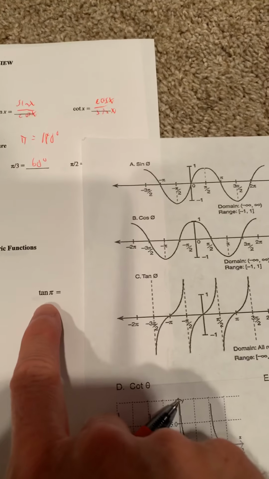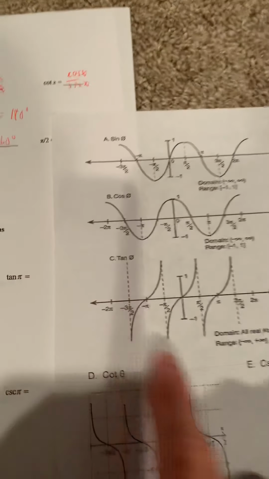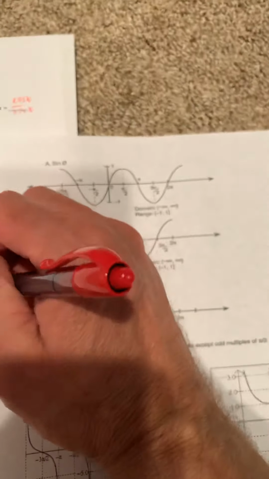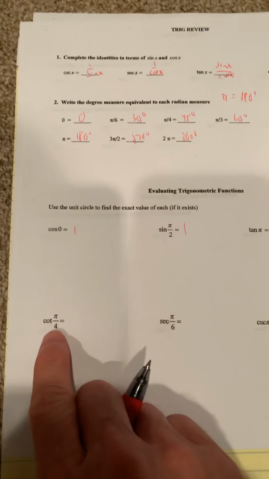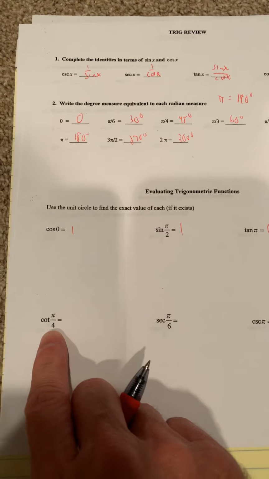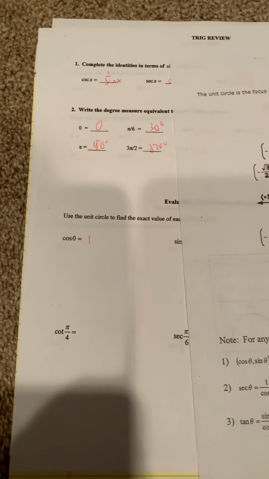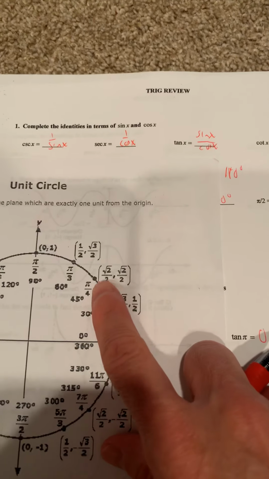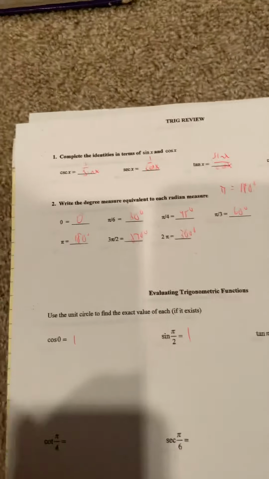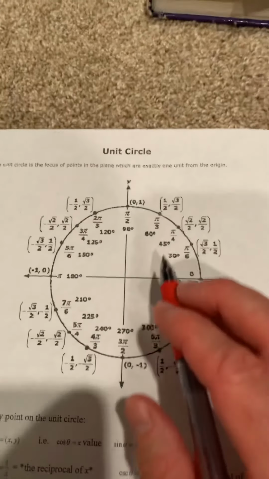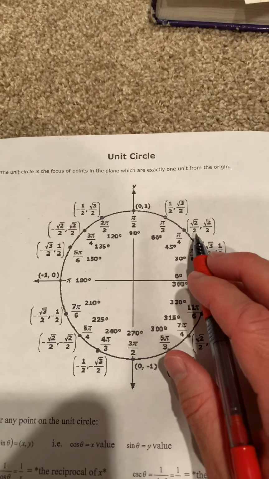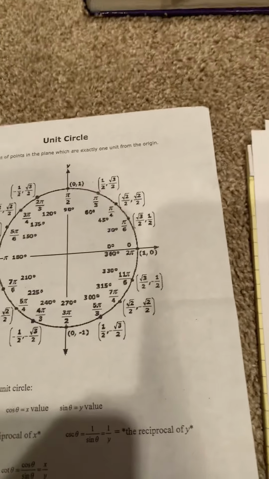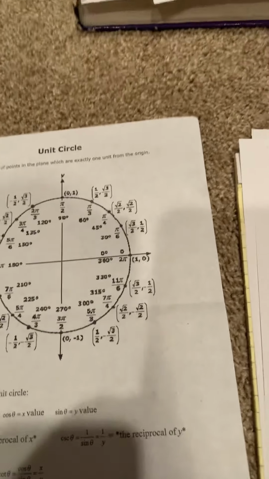So what's the tangent of pi? Well, it falls on an axis. So I go to the graph of tangent and say, okay, the tangent of pi is 0. So if I said, hey, what's the cotangent of pi over 4? Well, that's not on an axis. So that means I want to look at this. So cotangent is going to be cosine over sine. So what you do is you take the cosine, which is root 2 over 2, and put it over the sine, which is root 2 over 2. So root 2 over 2 over root 2 over 2 is just 1.